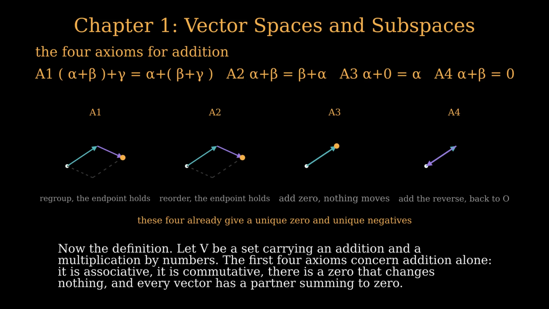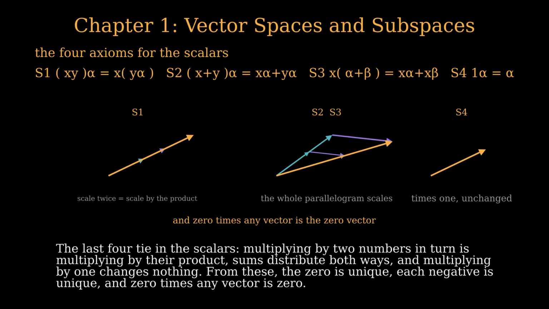Now the definition. Let V be a set carrying an addition and a multiplication by numbers. The first four axioms concern addition alone. It is associative, it is commutative, there is a zero that changes nothing, and every vector has a partner summing to 0. The last four tie in the scalars. Multiplying by two numbers in turn is multiplying by their product. Sums distribute both ways, and multiplying by one changes nothing. From these, the 0 is unique, each negative is unique, and 0 times any vector is 0.